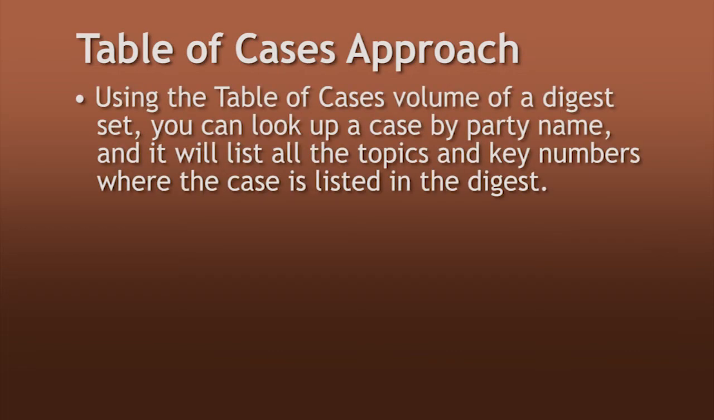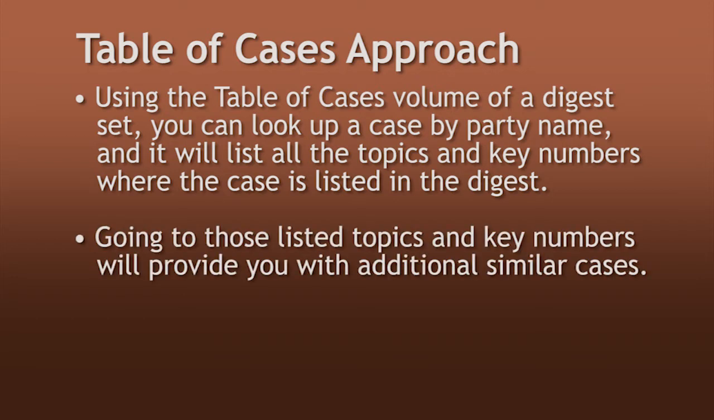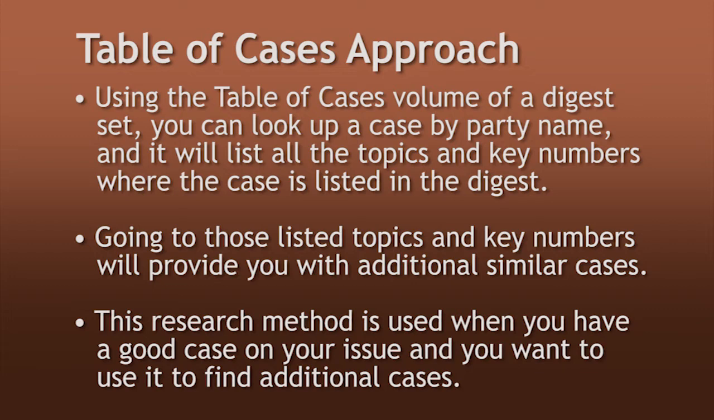Table of Cases approach. Using the Table of Cases volume of a digest set, you can look up a case by party name, and it will list all of the topics and key numbers where the case is listed in the digest. Going to those listed topics and key numbers will provide you with additional similar cases. This research method is used when you have a good case on your issue and you want to use it to find additional cases.